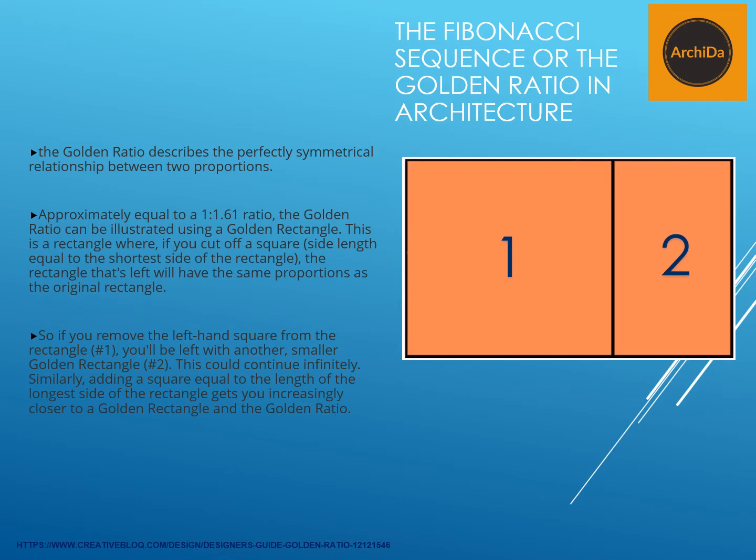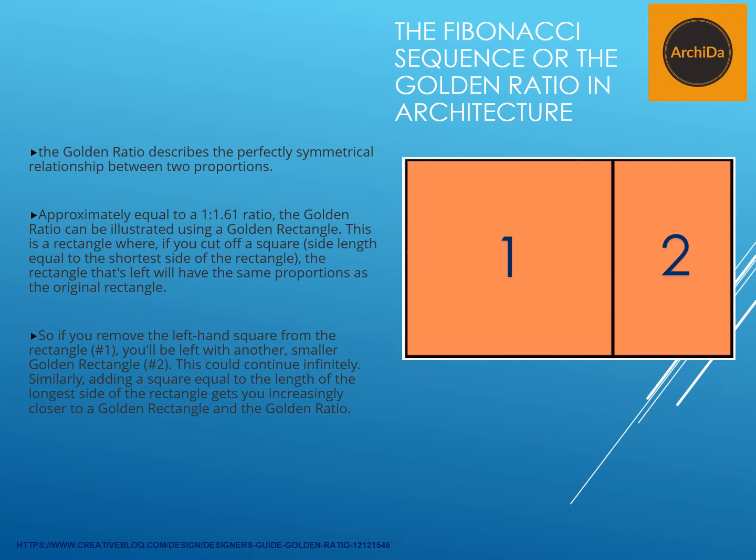The Golden Ratio describes the perfectly symmetrical relationships between two proportions, as can be seen in the figure on the right. Approximately equal to a 1:1.61 ratio, the Golden Ratio can be illustrated using a golden rectangle. This is a rectangle where if you cut off a square, whose side length is equal to the shortest side of the rectangle, what's left will have the same proportions as the original rectangle.